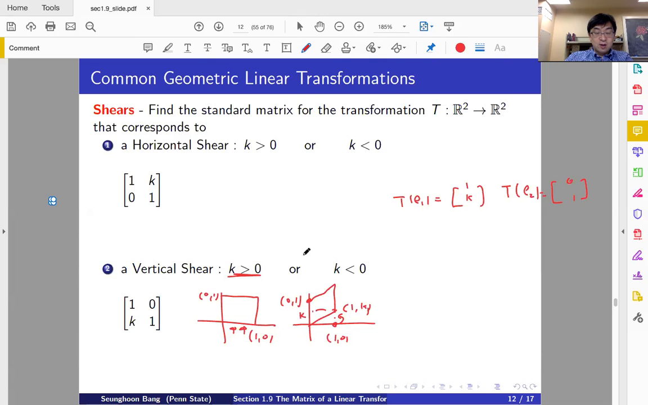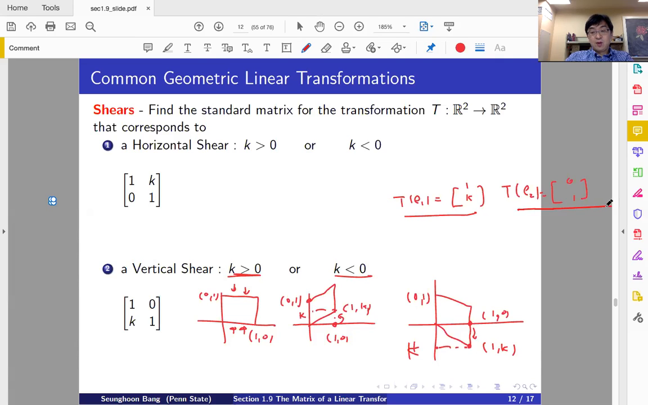So now k is less than 0. Push here, so what happens? We have this one. The (0, 1) stays the same, doesn't change. Here, (1, 0) moves to here, this is k. So we have (1, k), where k is a negative number. Same idea. The only difference is k is negative instead of positive. That's the whole idea, and we have this result.